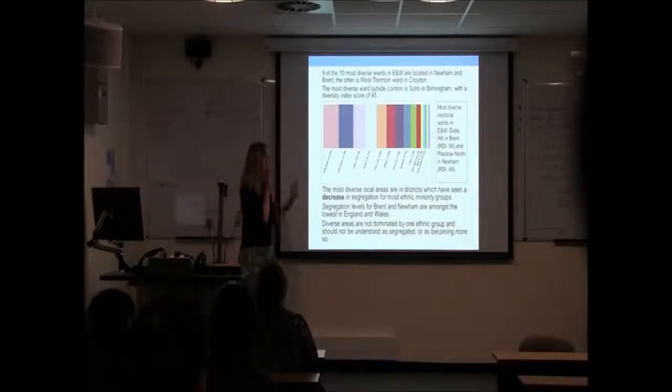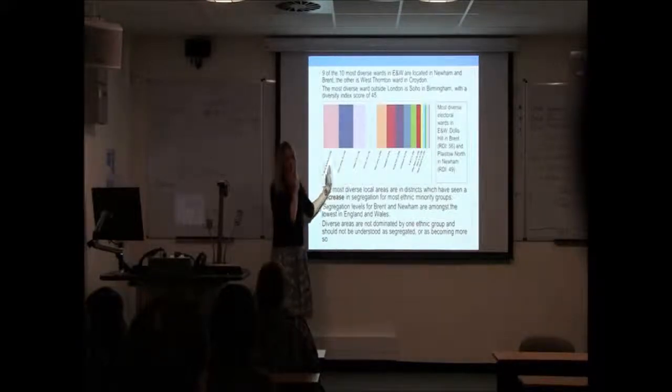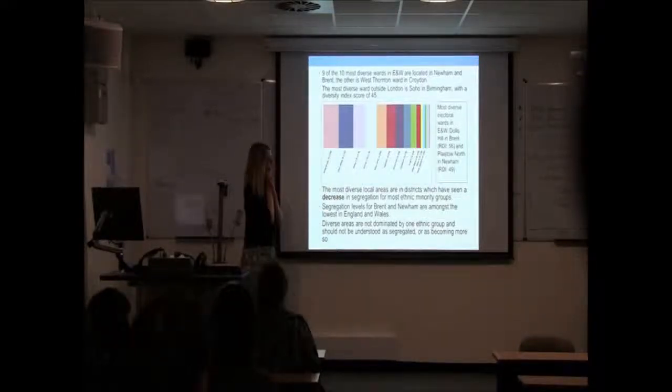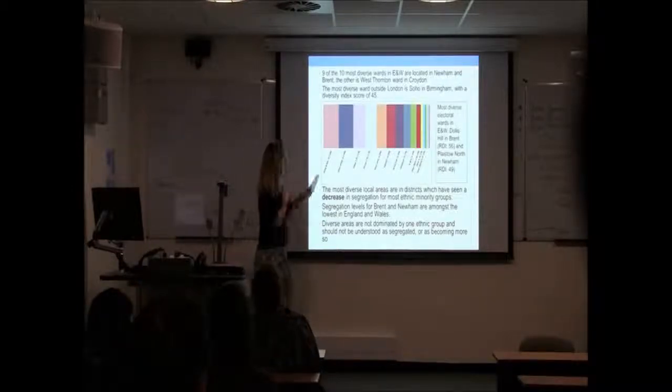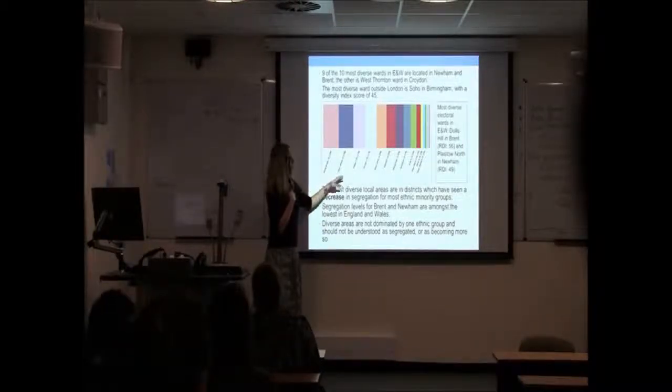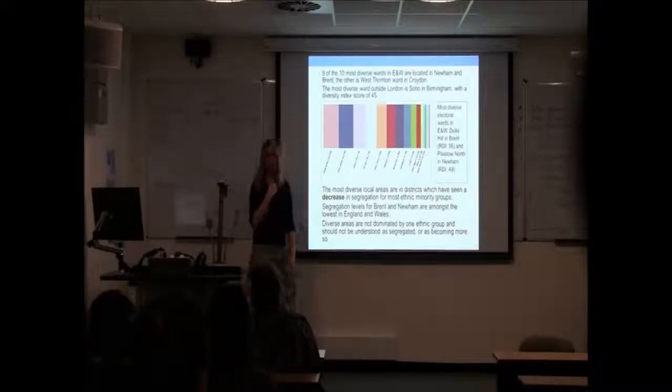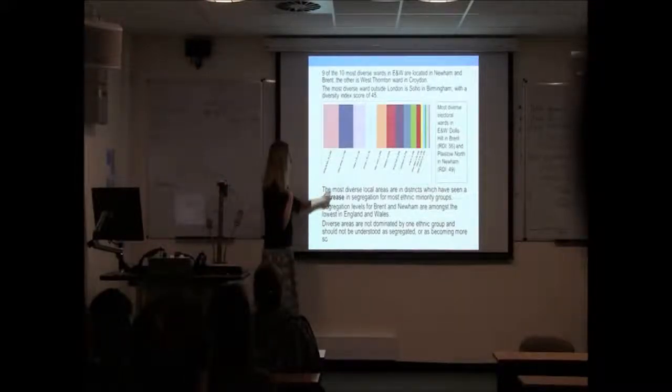This is the ethnic group breakdown for the most diverse electoral ward in England and Wales, Dollis Hill in Brent, that has an RDI of 56. As you can see, there is no ethnic group which has a majority of more than 14% in that area. The white British population and the other white population are the majority in that area.